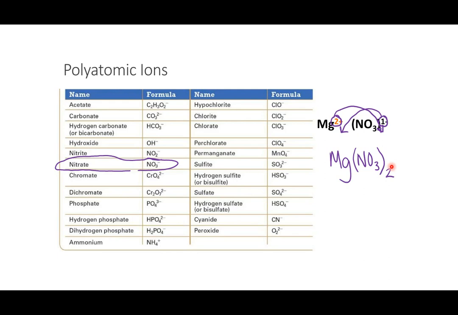To name this, it's actually very, very easy to name. There is nothing that has to change. To name this, we are simply going to write the name of the metal. So magnesium. And this is why it's helpful to have this list of polyatomic ions next to you. When you recognize a polyatomic ion, you simply write the name of it. So I see NO3, that's nitrate. I just write nitrate. So the name of this molecule is magnesium nitrate.